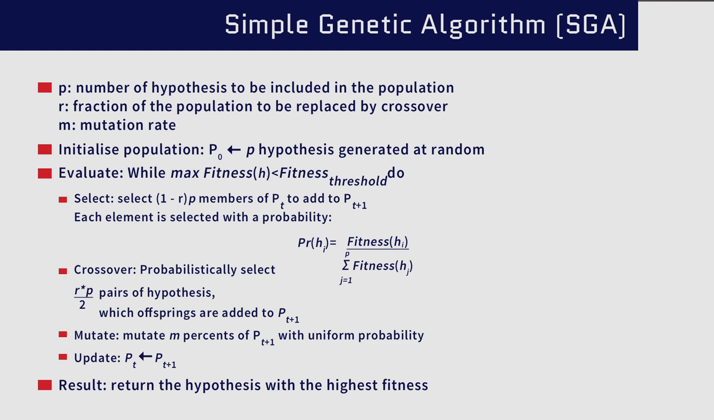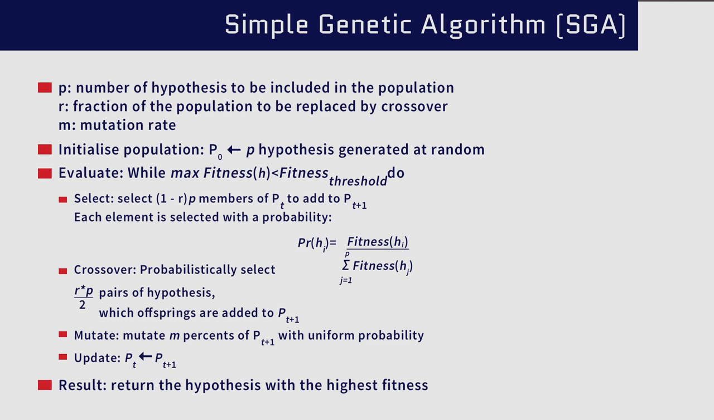We now apply the mutation operator to m% of pt plus 1, the new generation. The m times p individuals are selected randomly, that is with uniform probability. That is, we just randomly take a certain percentage of the newly constituted population and mutate those individuals. Finally, we update the population pt with pt plus 1, which is now completed.